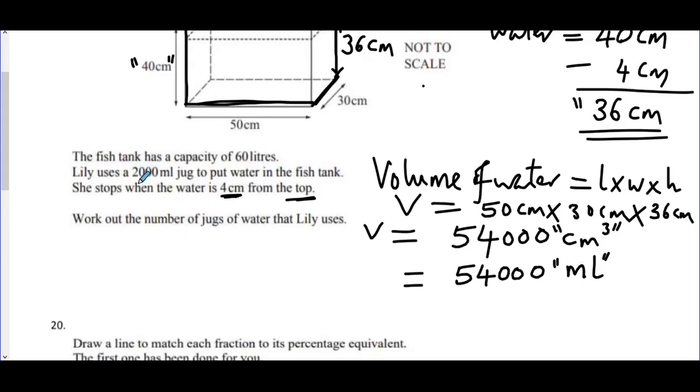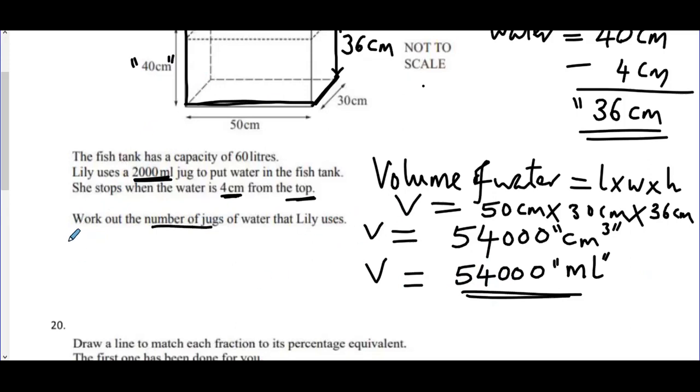Is because you can see that Lily is using a 2000 milliliters jug to put water in the fish tank. Now she stops when the water is 4 centimeters from the top. So work out the number of jugs of water that Lily uses. So now we know that the volume in total of that water is 54,000. Now the question is, if Lily uses a jug which capacity is 2000 milliliters. So the question here is work out the number of jugs of water that Lily uses.